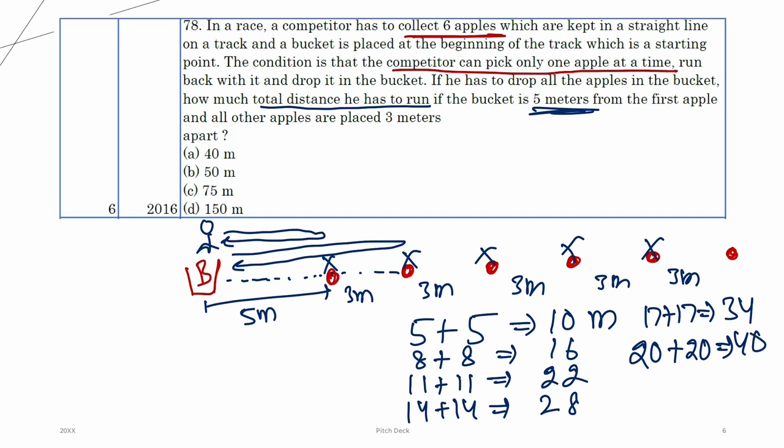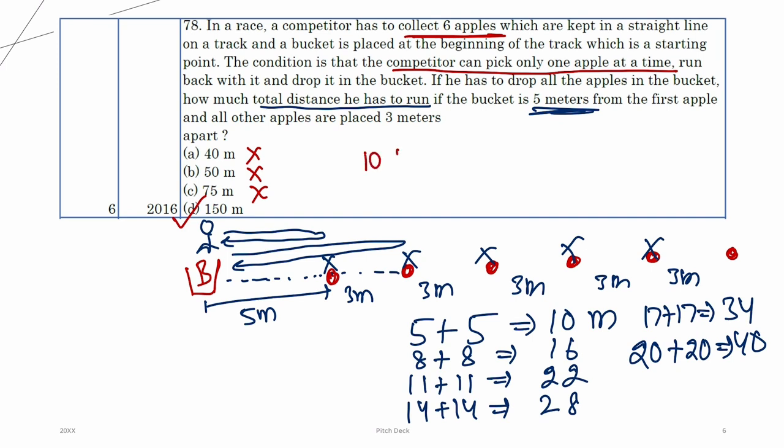You can add all these numbers and I hope you will get the answer. Even if you see, if our calculation is right, 40 could not be the answer because the sum is of course more than 40. 50 also could not be the answer because we have a number larger than 50. 75 also could not be the answer. So the answer could and will be 150.